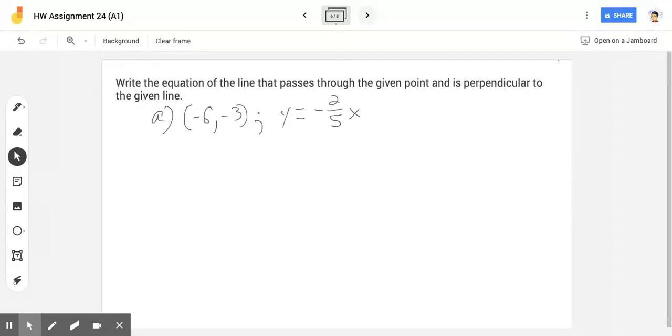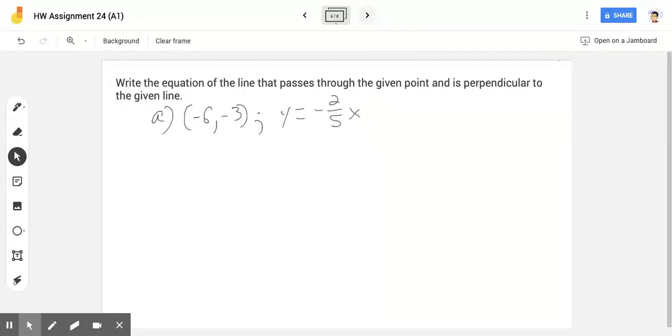So let's go. Write the equation of the line that passes through the given point and is perpendicular to the given line. So let's do it. Is our equation in slope-intercept form? It is. y is equal to mx. We don't know what the plus b is. The plus b is actually plus 0, but we don't see it right now, which is fine.